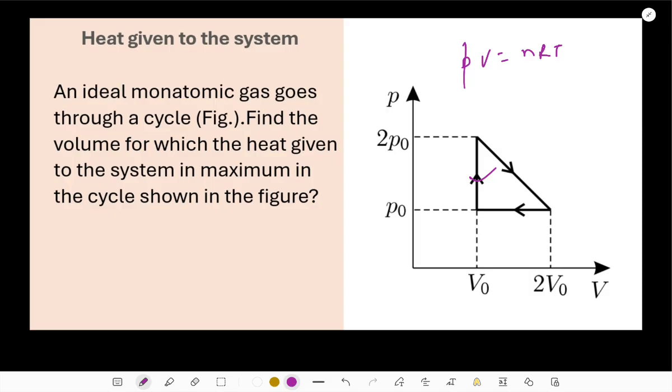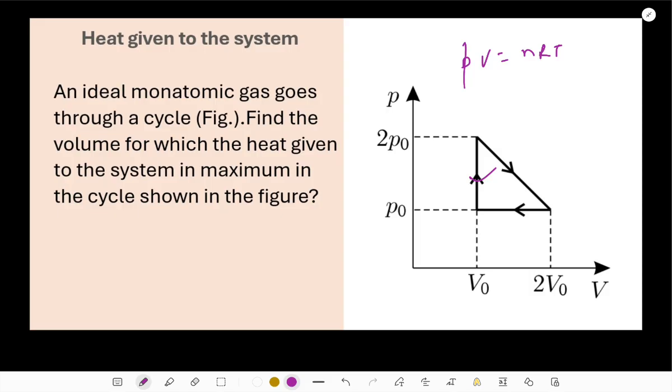heat given to the system is equal to the increase in internal energy of the system plus work done by the system, and here work done by the system is equal to 0. The process is isochoric, of course, so internal energy is increasing, we know for sure. That means heat is given to the system, but how much, we will find later.